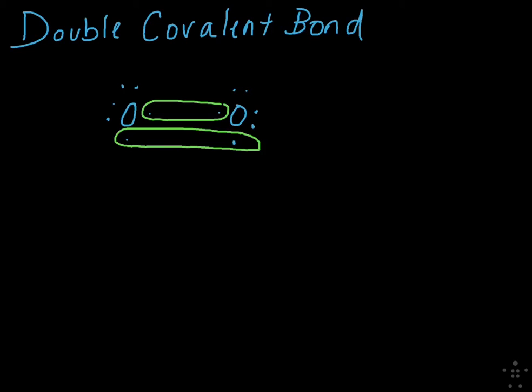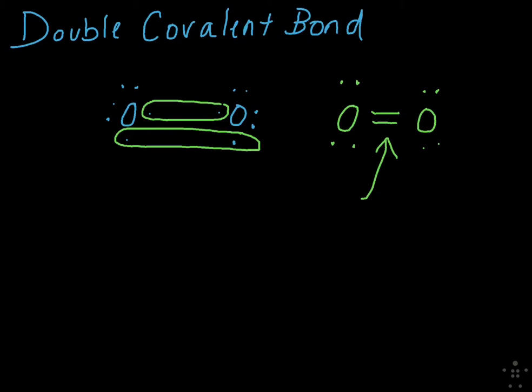So instead of the single bond like before, you can see the difference. You actually are sharing 2 pairs of electrons this time. And then you just show the other ones that are left around the oxygen. So that right there is a double bond. You're sharing 2 sets of electrons.